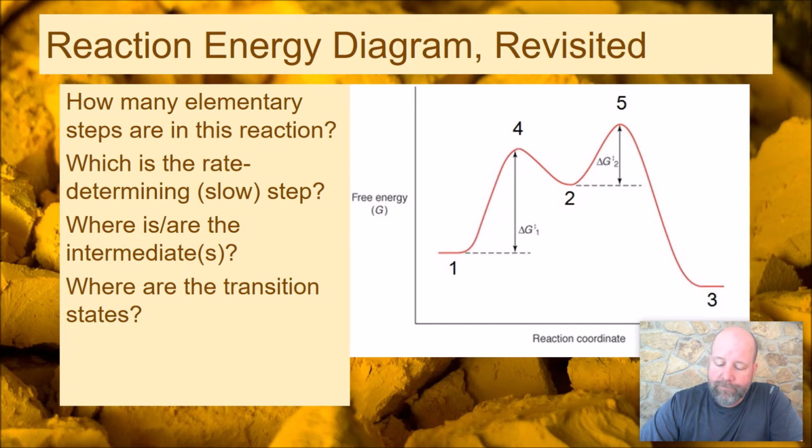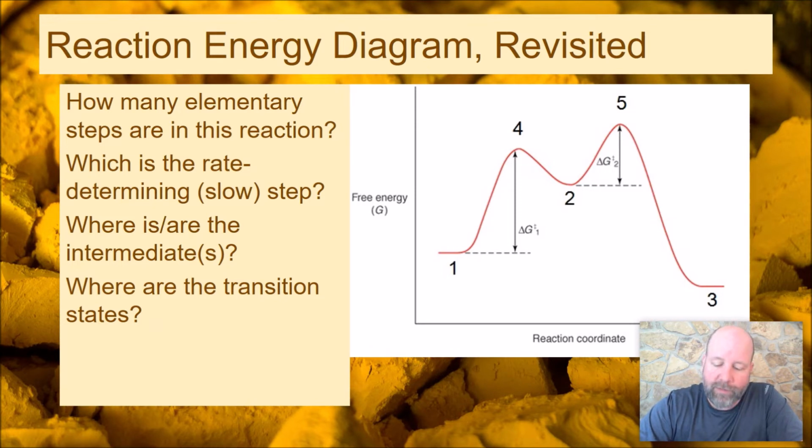I got a graph. I got a few questions. Pause the video, answer the questions. So how many elementary steps are in this reaction? It looks like we do one thing here, and then we do another thing there. So 2 steps to the reaction. We're going to have some intermediates that happen at 2.